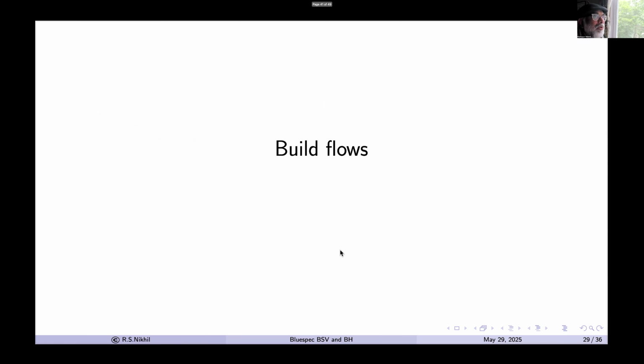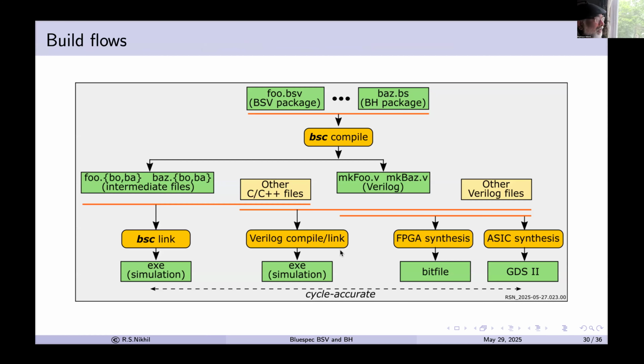Okay, so let me tell you a little bit about build flows. How do you compile and run BSV programs? This picture shows you the kinds of different things you can do with it. Right at the top, first of all, your source code can be in BSV or in BH: foo.bsv, baz.bs. BS here does not stand for bullshit. It stands for Bluespec, unfortunately.